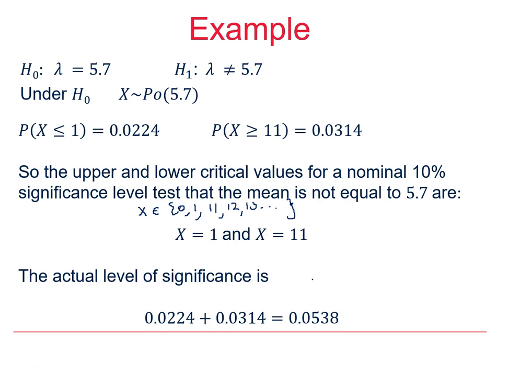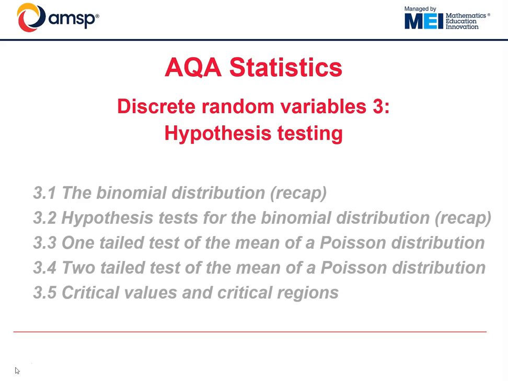And the actual level of significance is the sum of the probabilities for each tail, for each critical region, and that's the less than or equal to 1, the 0 and the 1, or the 11 or more, and if we add those up we get 0.0538, so our effective significance level is 5.38%. And that concludes this series of videos.